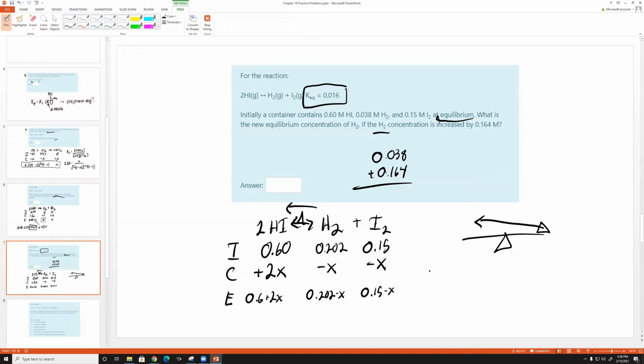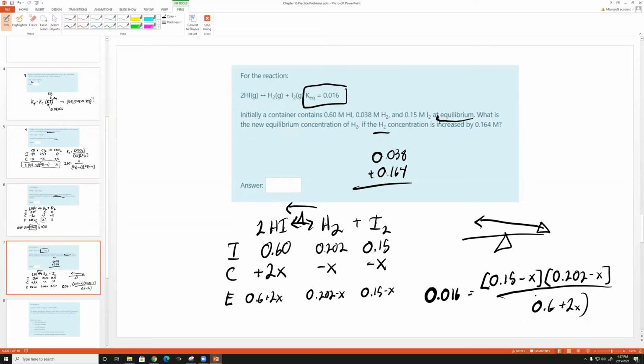So let's finish this one up. The equilibrium constant will stay constant. It'll be 0.016. And it's going to equal the concentration of I2 at the new equilibrium, which will be 0.15 minus x, times H2, which is what we're looking for, 0.202 minus x, divided by 0.6 plus 2x, and that will be squared because the coefficient for HI is 2.